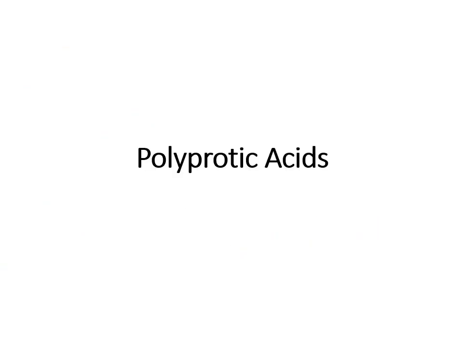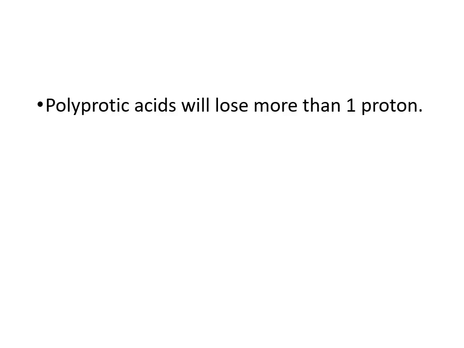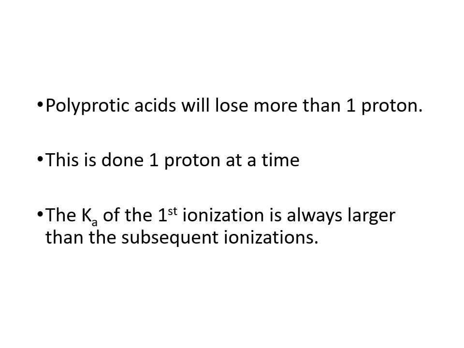All right, quick note on polyprotic acids. You're going to think about them for a little bit and then realize that they're not as hard as they seem to be. Polyprotic acids will lose more than one proton, but we're going to treat this as if it happens sequentially, one proton at a time. And so there'll be a Ka for the loss of that one proton. It'll be the first Ka, the first ionization, and it is also much larger than any subsequent ionizations.